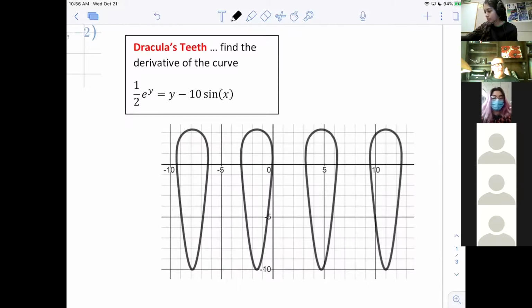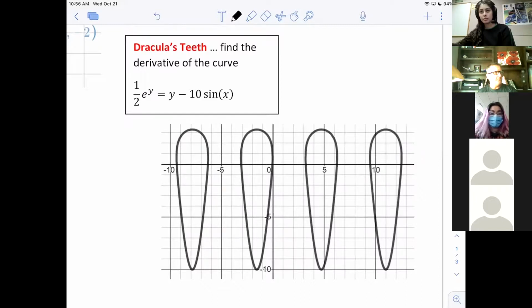Is there a good way? Go ahead, Felix. Is there a good way for people to predict what it might look like with all these crazy things in it, or is it kind of just random?